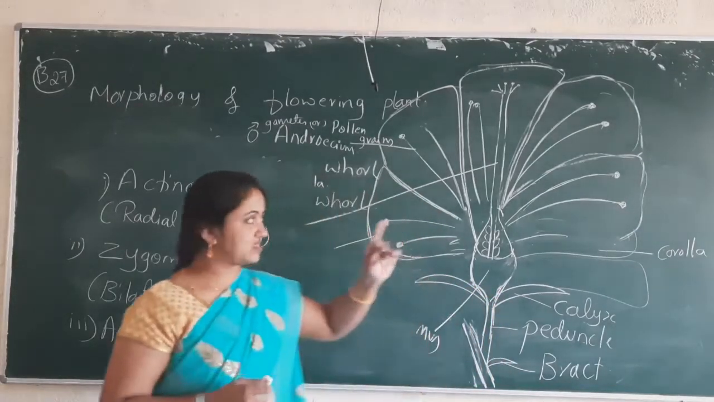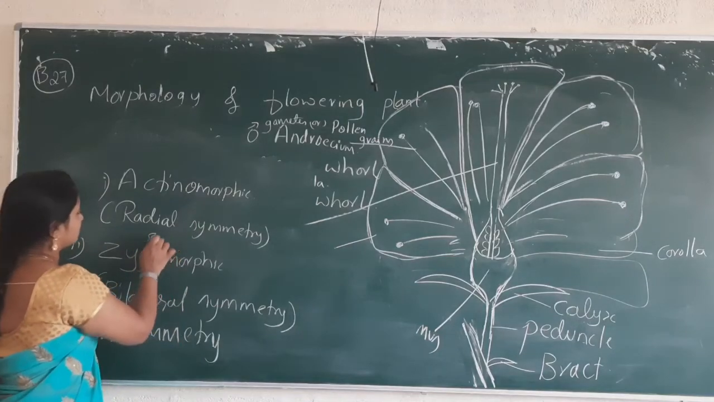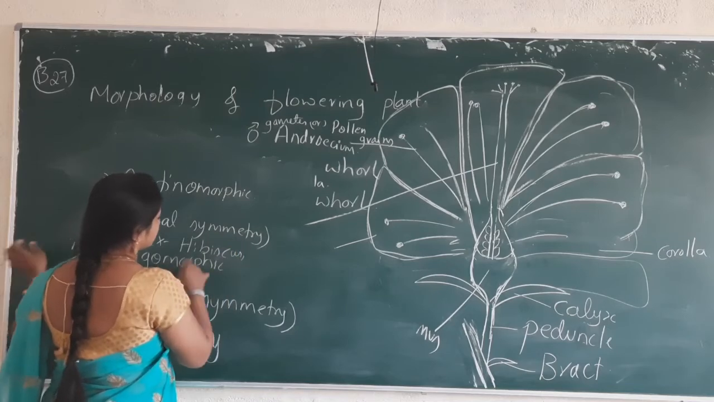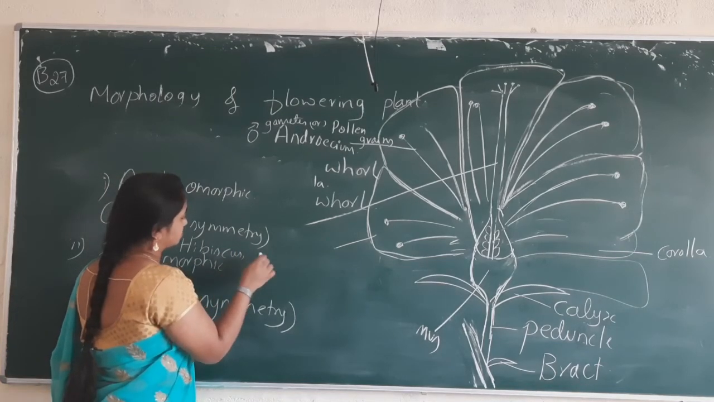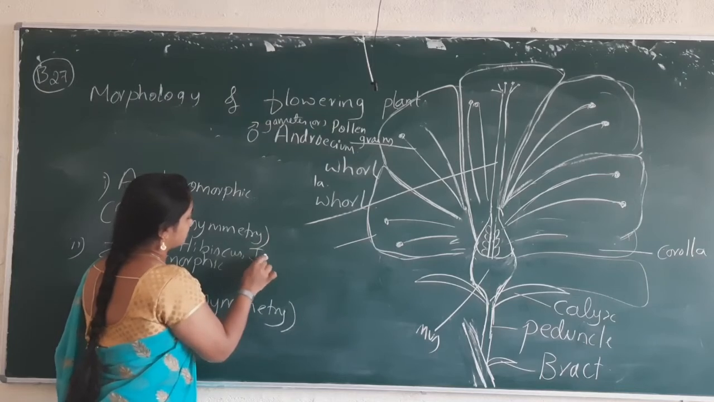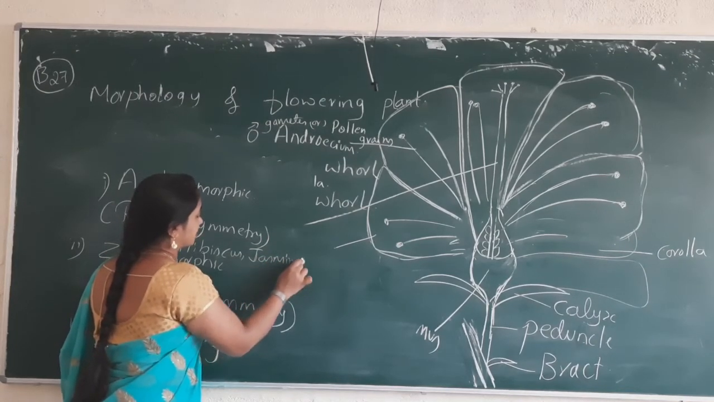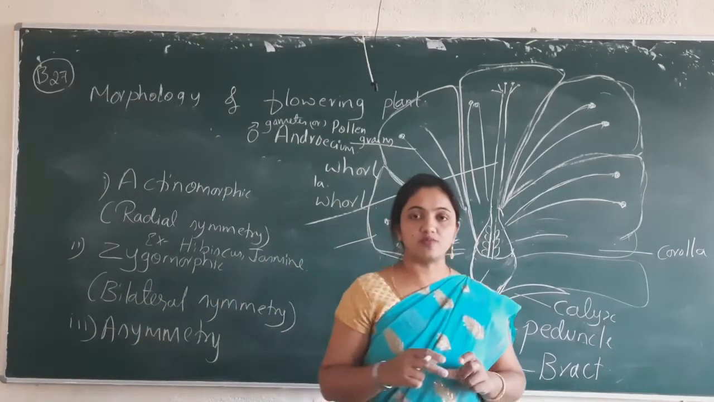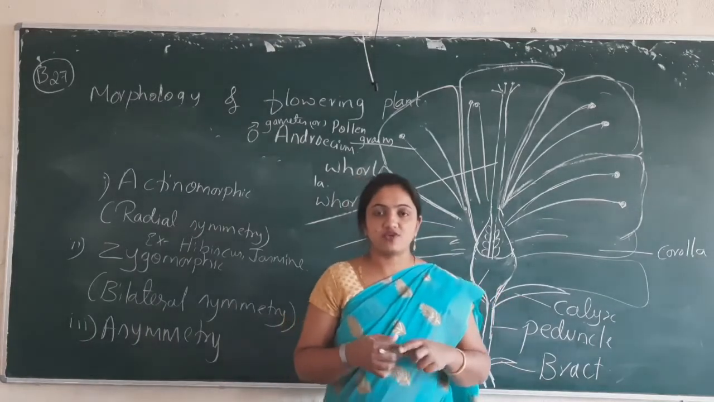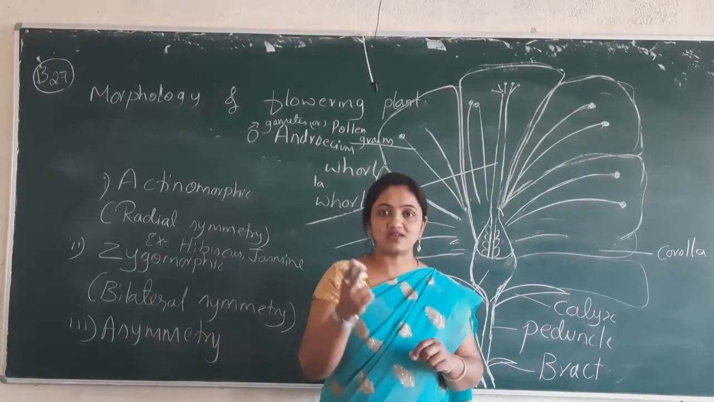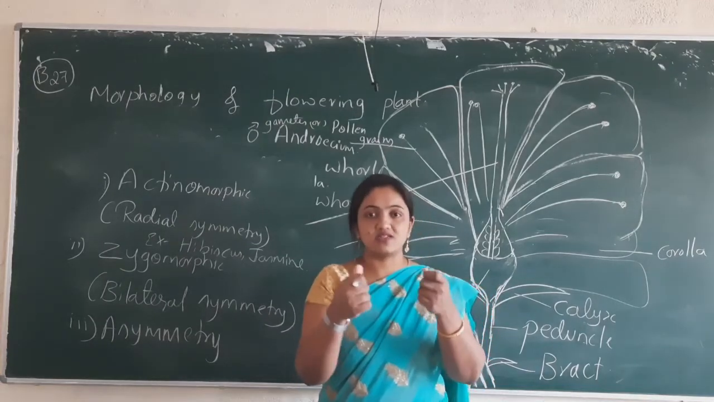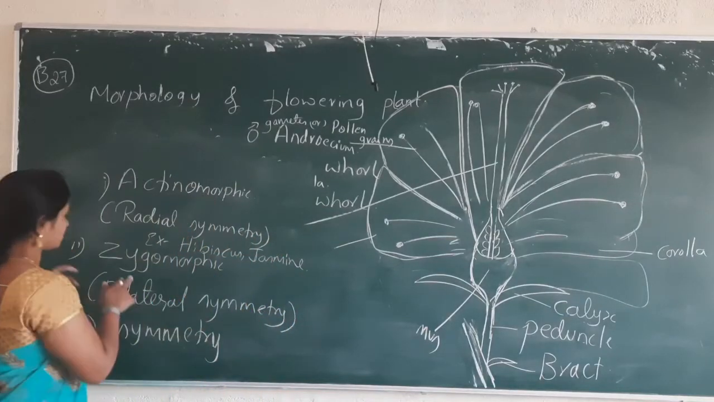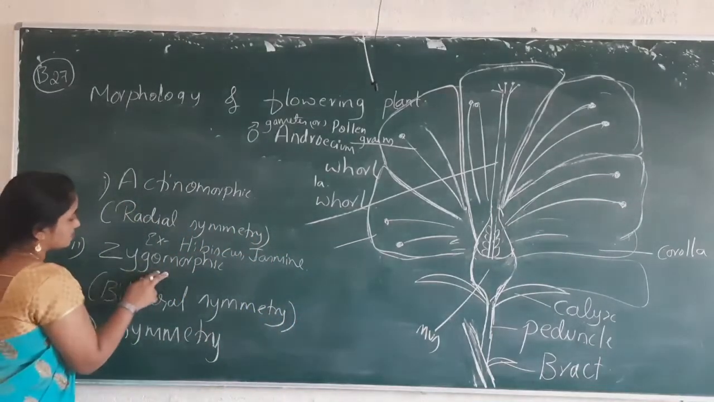Actinomorphic flowers, as you just saw on the board: hibiscus, China rose, chili rose, and jasmine. So jasmine has this plane of symmetry. If you take the central axis from any angle, you will get two equal parts of that flower. That is actinomorphic, and next is zygomorphic.